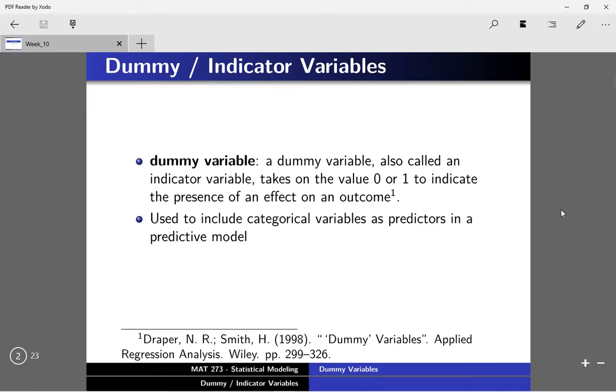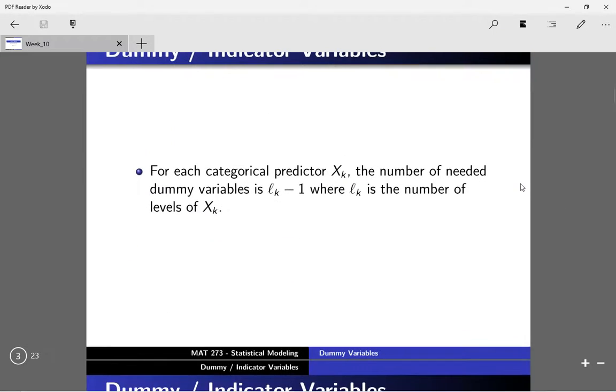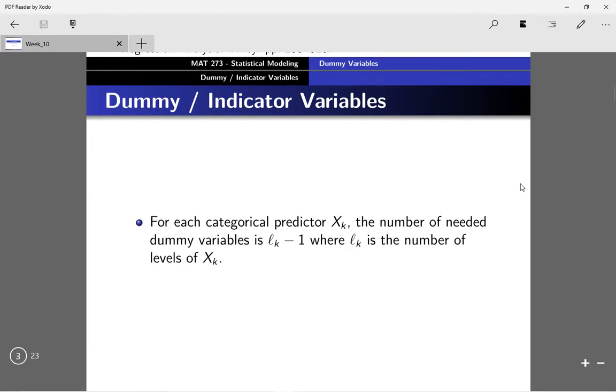So for example, we've seen how a categorical predictor, such as the sex of a person being male or female, that would have two levels, for example, if that were in our data set. So we would have one dummy variable to represent whether someone's male or female in our data set.